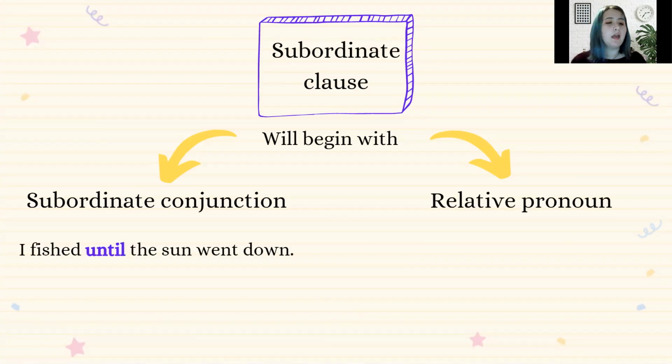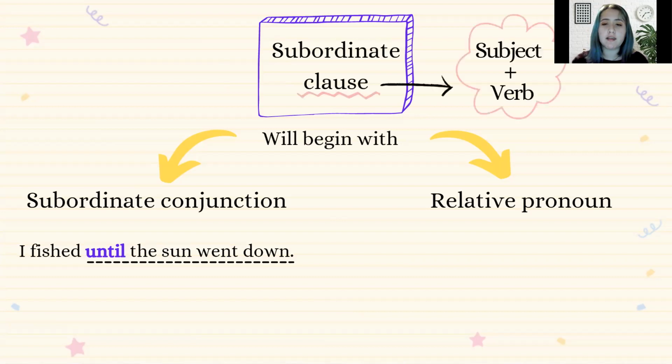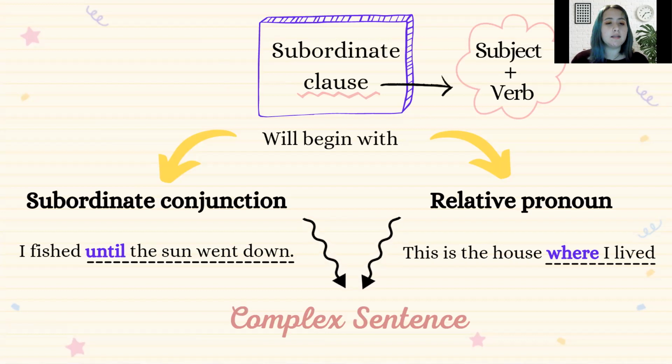For example, I fished until the sun went down. Here we can identify the subordinate conjunction, which tells us that this is the subordinate clause. And for relative pronouns, this is the house where I lived. The relative pronoun where introduces the subordinate clause. We also need to keep in mind that these two elements link clauses in complex sentences.